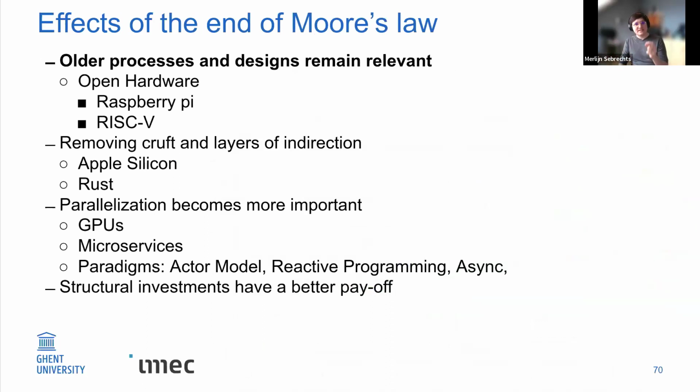And one of the effects is that older processes and older designs still remain relevant. And that is one of the reasons why we see such a resurgence of open hardware. Things like the Raspberry Pi, for example. I think the initial Raspberry Pi is already like 10 years old, or even more than 10 years old. But still, the latest version of the Pi is just a gradual iteration, an evolution of the initial architecture of the initial Raspberry Pi.